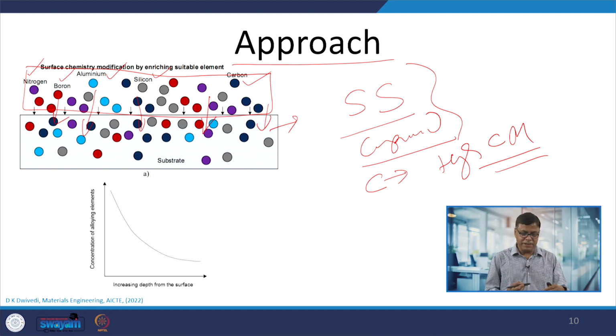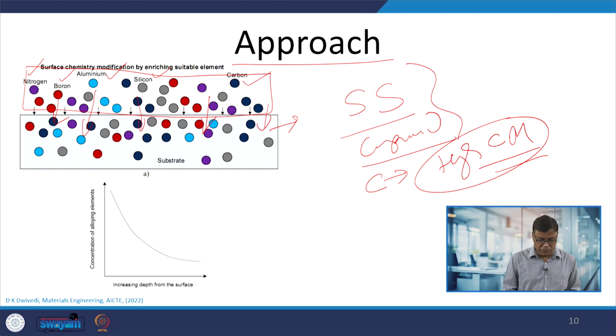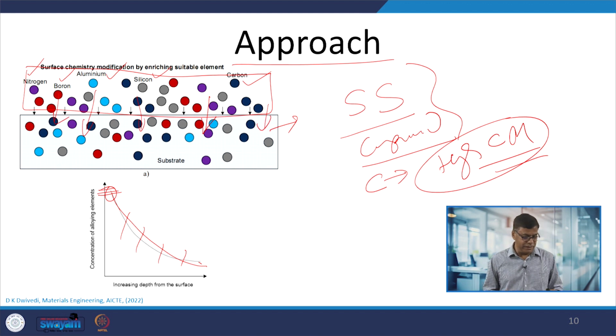So, carbon is enriched at the near surface layers, followed by the heat treatment, that will be producing the high carbon martensite of the desired hardness. Most of the time the trend goes like this: at the surface layer the concentration of the element will be high, and on increasing depth from the surface the concentration will keep on decreasing, and below a certain level there may not be any presence of the elements that we have enriched at the near surface layers. So, the substrate will remain unaffected below the surface layers.